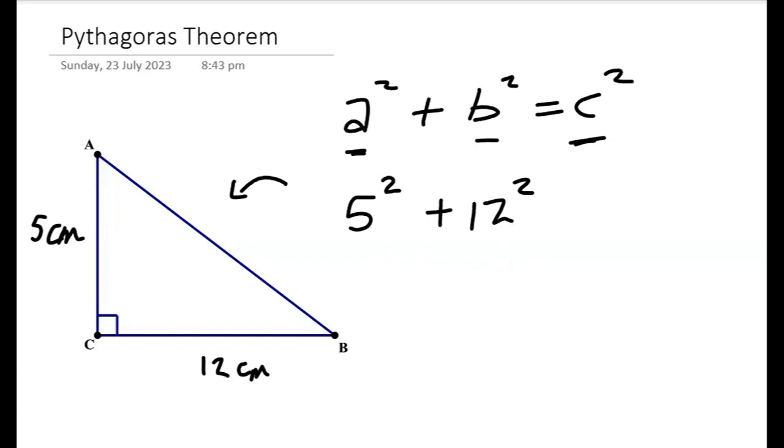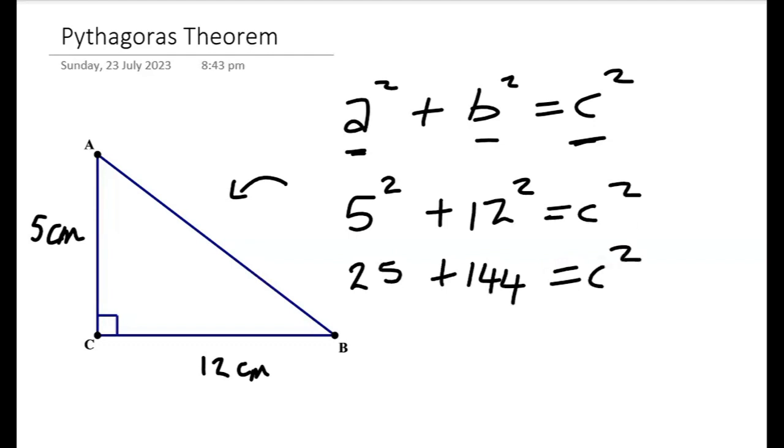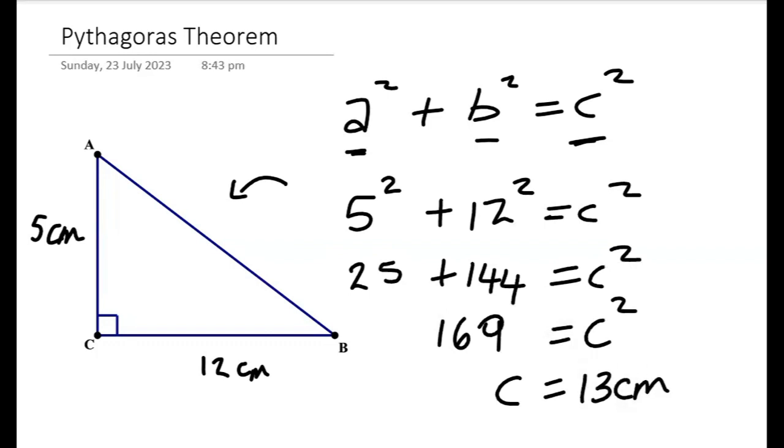So 5 squared plus 12 squared is equal to C squared. Now 5 squared is 25 and 12 squared is 144. So 25 plus 144 is equal to C squared. 25 plus 144 gives 169, and that is equal to C squared. So when we square root both sides, we can see that C is 13 centimeters. And that's my hypotenuse.